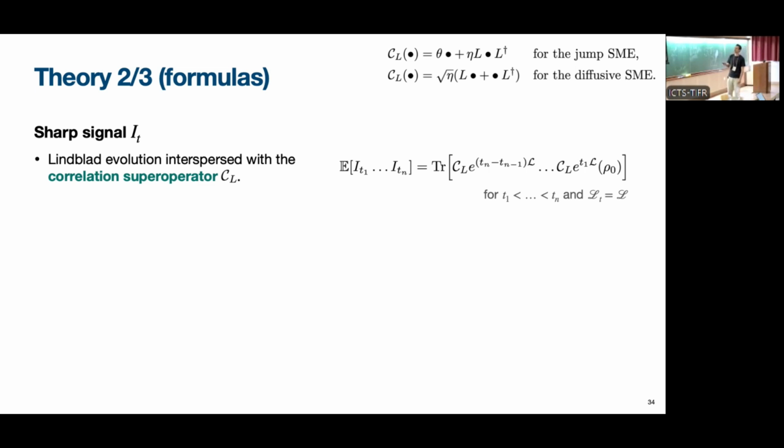And now we're going to look at the formula for the sharp signal. So I told you, okay, what I call the sharp signal is I(t), and I told you this is not really a physical quantity, but it's very interesting from the theory point of view still to look at this object. And so as you'll see, the formula is very simple.